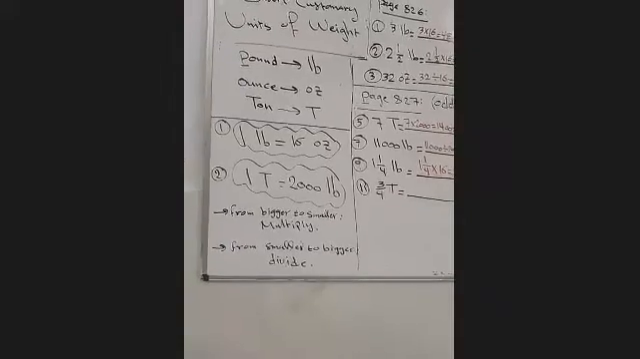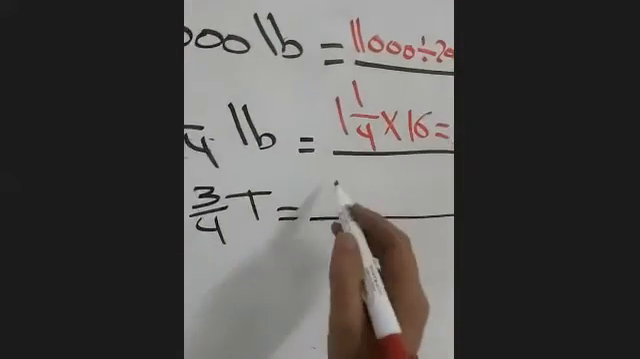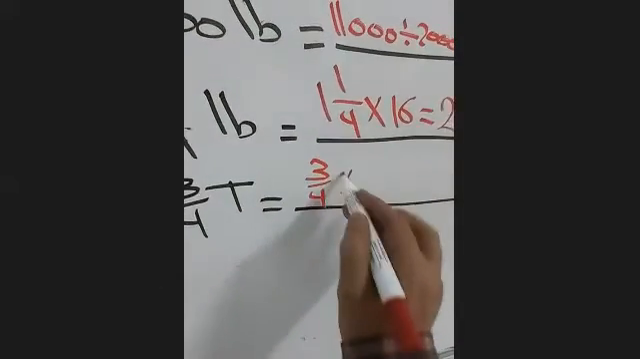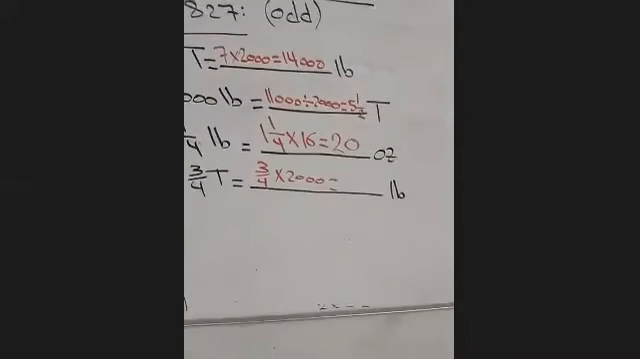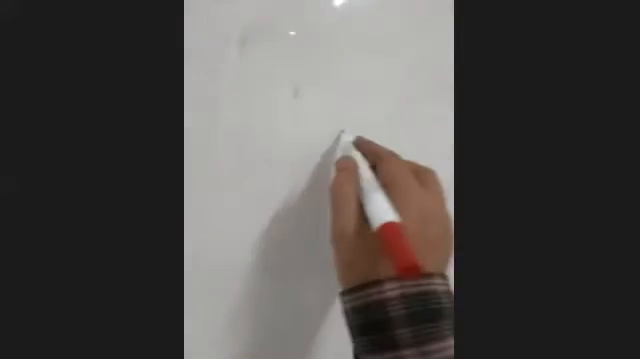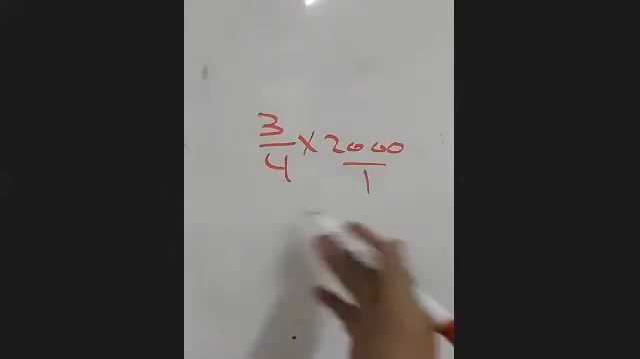How do we turn it from ton to pounds? What do we do? 3 over 4 multiply 2000. Good. We multiply by 2000 from bigger to smaller. So 3 over 4 multiply by 2000. 6000 over 4. Exactly. This is over 1, we multiply.